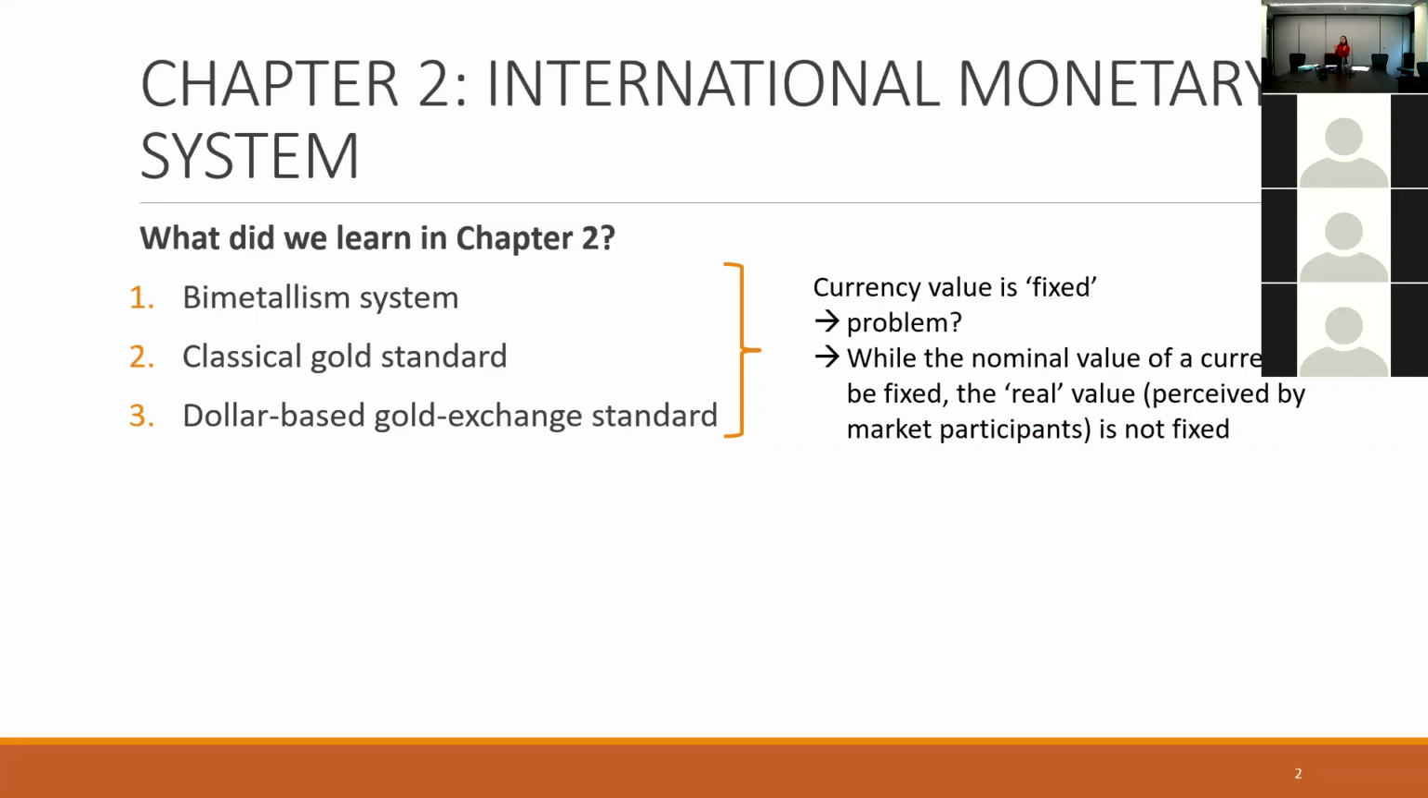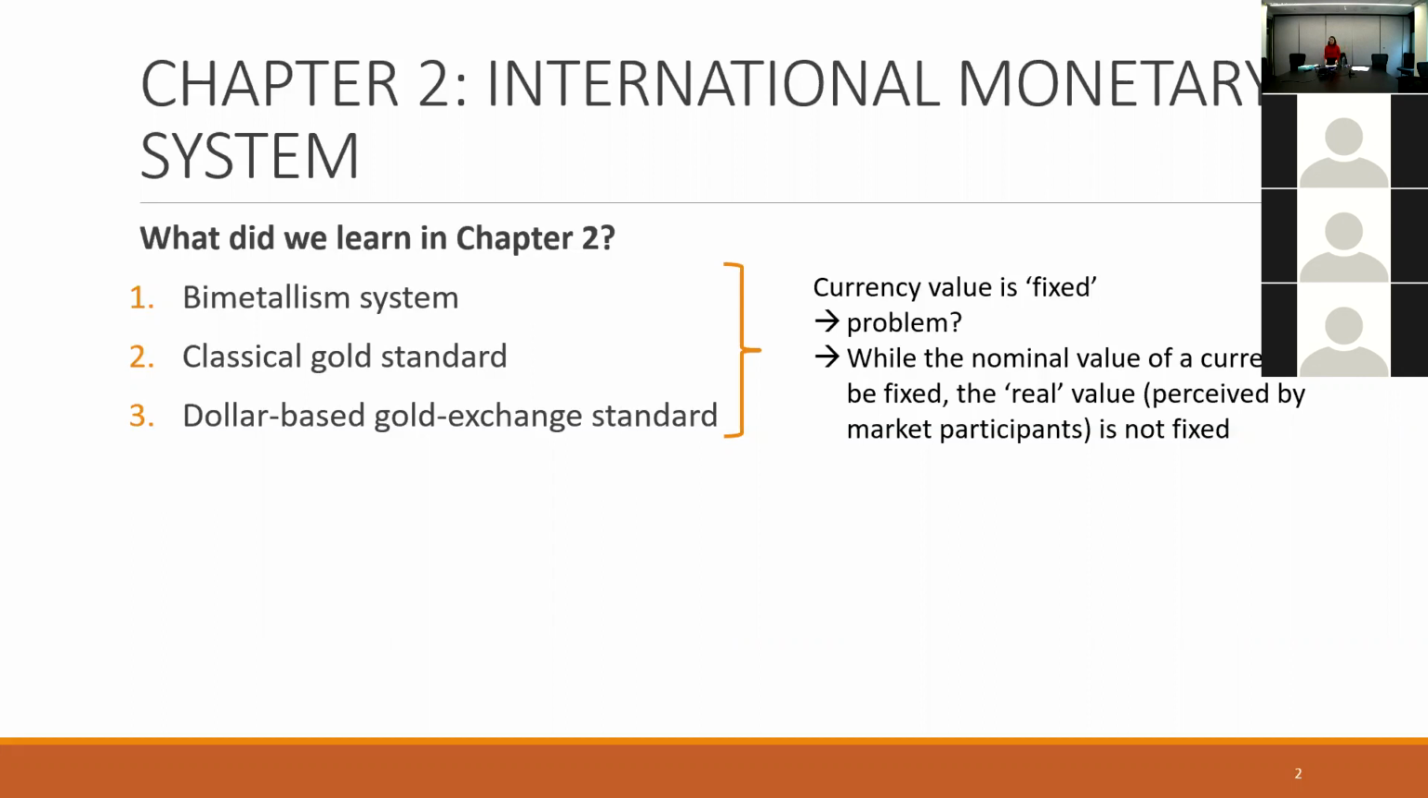So when we talk about a real currency value, it's the value that the market participants perceive about the currency, okay? So this is the supply and demand determined value. As long as your nominal value or your fixed value is the same as the real value, then there's no problem at all. But when your real value starts to deviate from the fixed value, that is when something bad is going to happen, right?